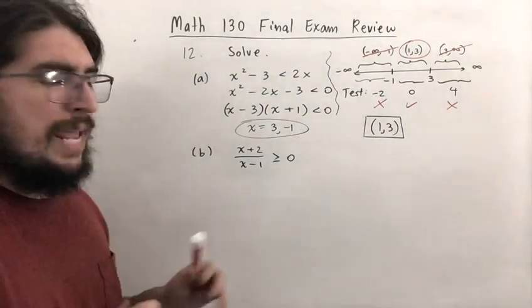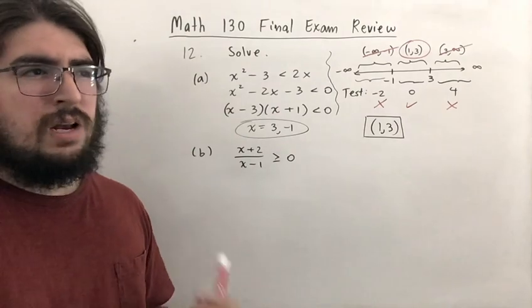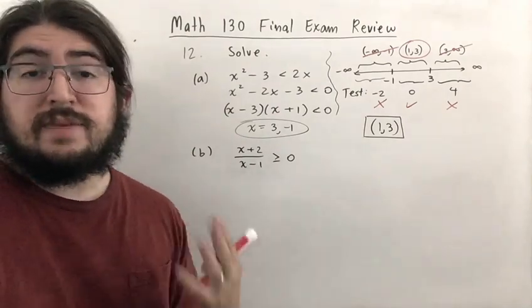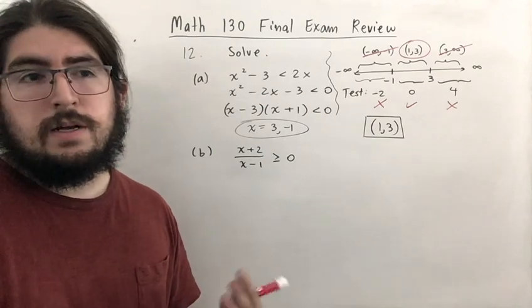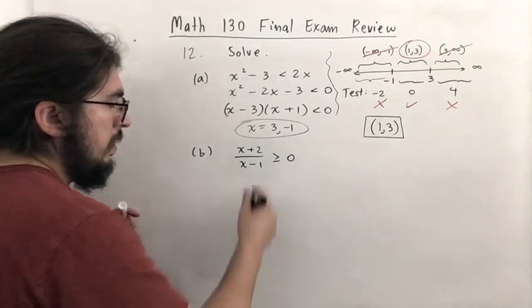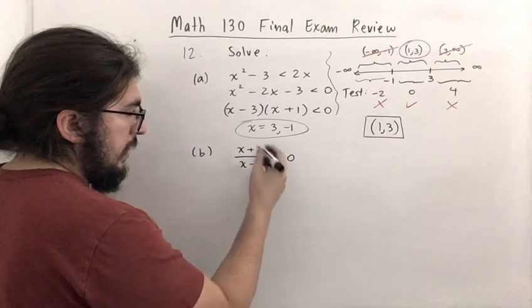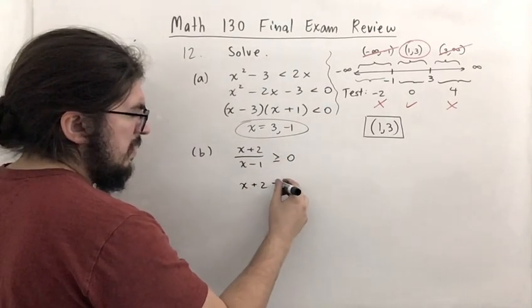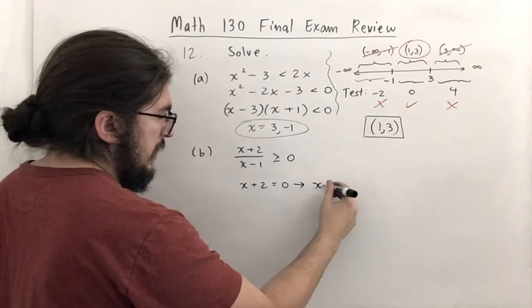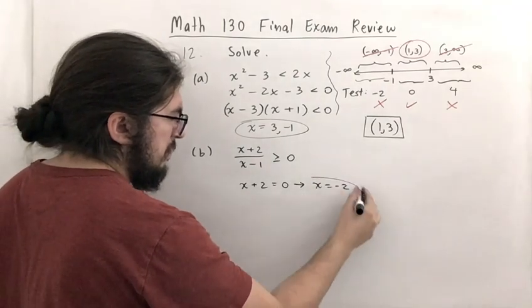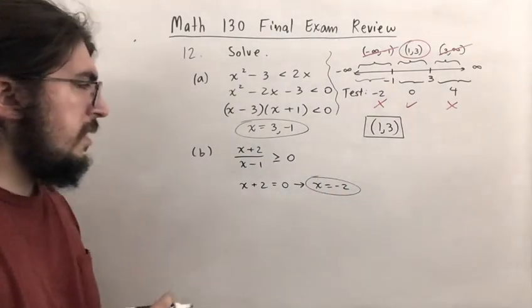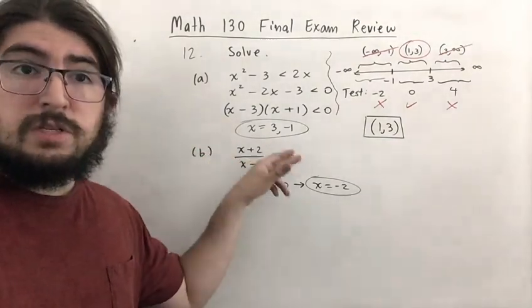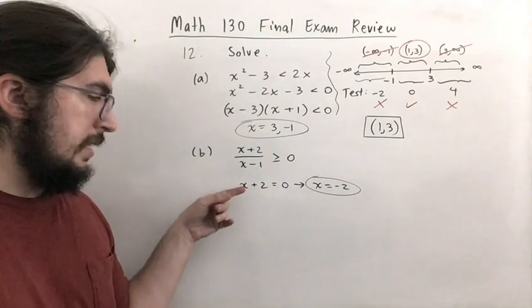Now B is the same exact idea, only the solving part is kind of strange because since we have denominators, we also have to consider when those are 0, as it turns out. So if you solve this, you get x plus 2 is 0, which means that x is equal to negative 2. Now, what I'm doing there is I'm pretending this is equality, and I'm noticing that a fraction is equal to 0 when the top is 0. So that's how I got this.